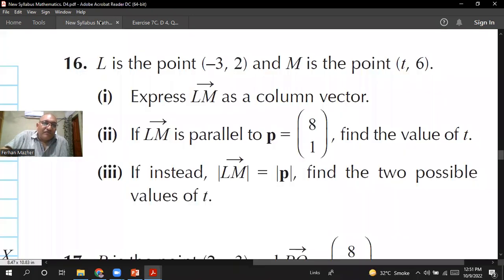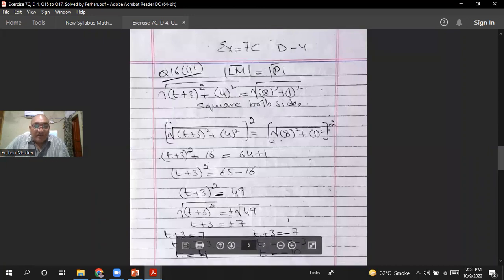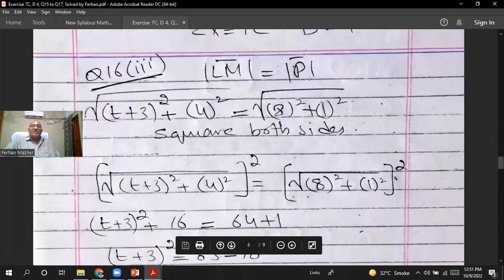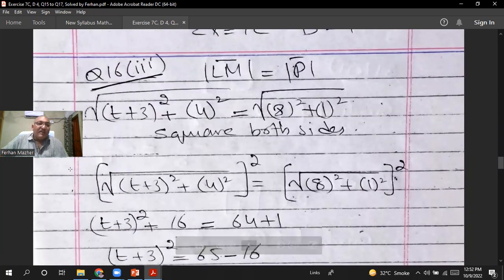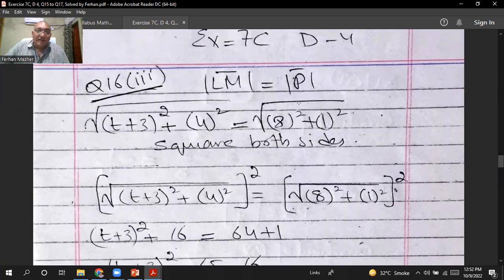There's no problem. Okay. Then they say if instead the length, the magnitude of LM is equal to the magnitude of P, find the two possible values of t. Okay. Now they are talking about the magnitude. So you can see here the LM magnitude is equal to the P magnitude. The magnitude of LM will be t plus 3 whole square plus 4 square, square root on it, equal to 8 square plus 1 square, and square root on this.